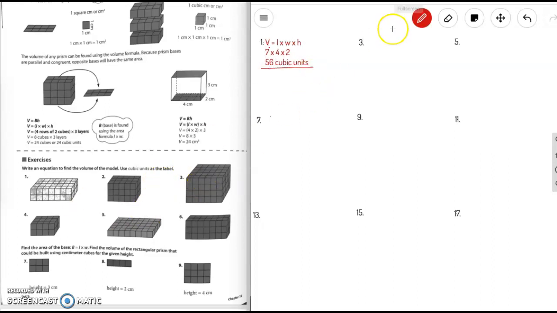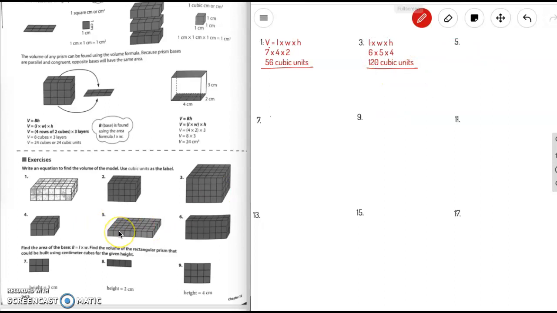Same thing with number 3. The length, count, 1, 2, 3, 4, 5, 6. The width, 1, 2, 3, 4, 5. This is really testing my eyesight. The height, 1, 2, 3, 4. Multiplied together, 120 cubic units.